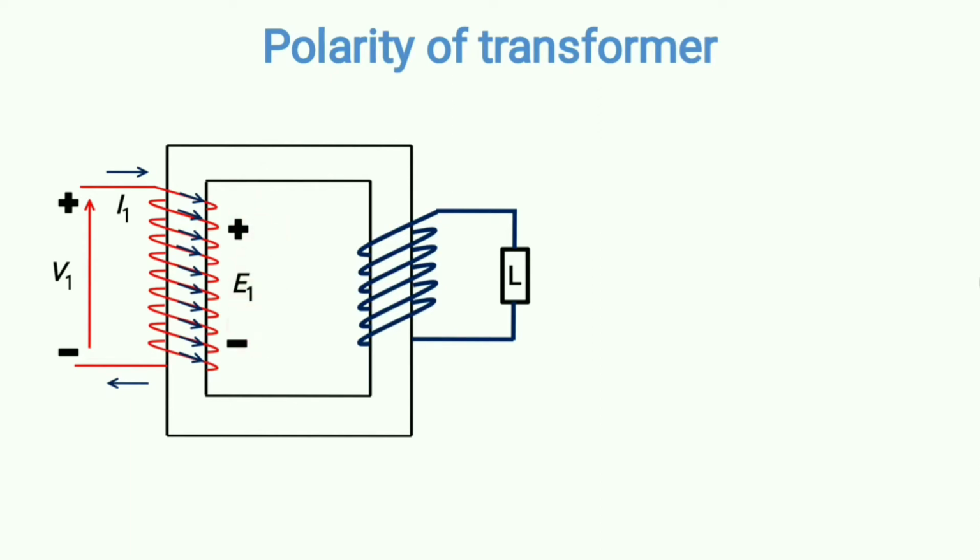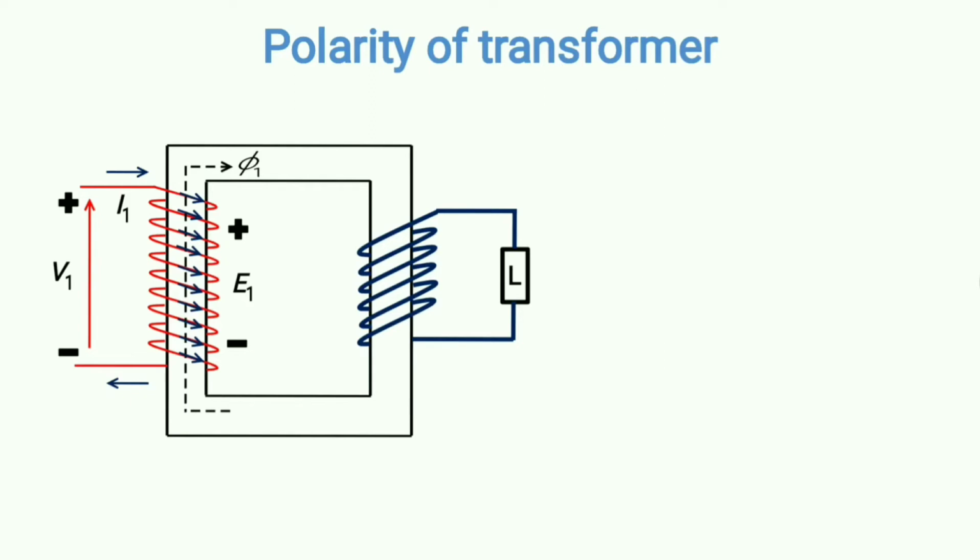According to Lenz's law, this E1 will oppose this V1. Also there will be a flux. So this is the flux phi1 that is generated by the current I1. Now this flux will link with the secondary winding, this secondary side, and accordingly an EMF will be induced at the secondary side, and that EMF is called the mutually induced EMF. According to Lenz's law, that mutually induced EMF will be such that it opposes the flux.